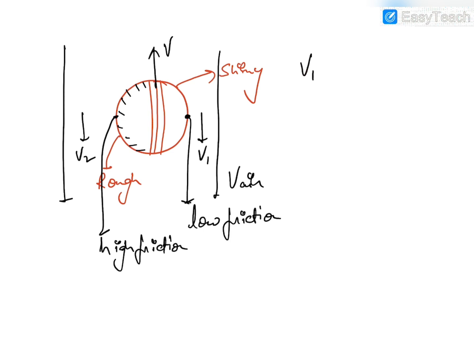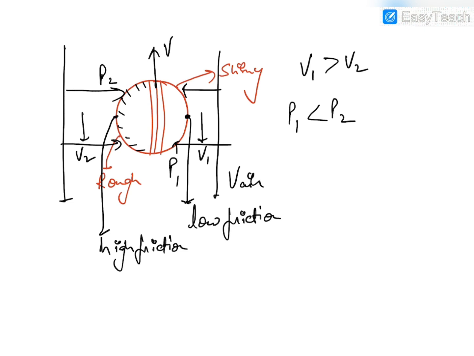v1 will be greater than v2, due to the fact that at this point friction is less, so the ball will drag the air with some lower velocity, and at this point friction is high, so the ball will drag the air with some higher velocity. So the net velocity of air at this point will be greater than the net velocity of air at this point. Therefore by Bernoulli's theorem, the point where the velocity of the air is low, the pressure will be high. So the pressure applied by the air on the ball at this point is, let's suppose, P1, and at this point is P2. So P1 will be less than P2. If P1 is less than P2, then a net force F net will act on the ball in this direction, and therefore the ball will swing like that.